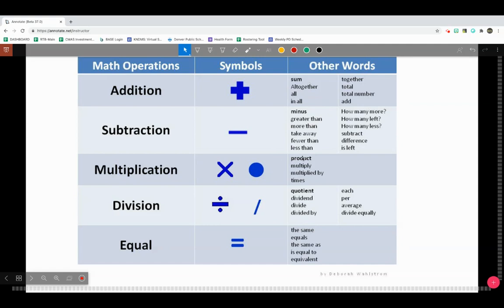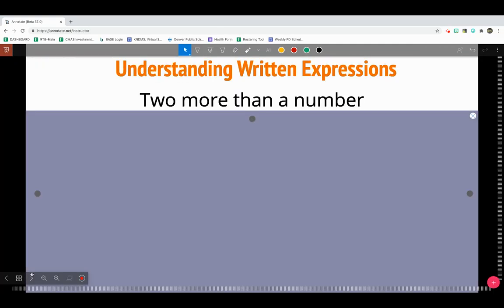For these words, I want to attack it a different way because I know it can be kind of confusing when they don't specifically tell you that you're looking for an answer. So for example, let's look at this problem right here. So we want to understand how written expressions work. So it's asking for 2 more than a number.